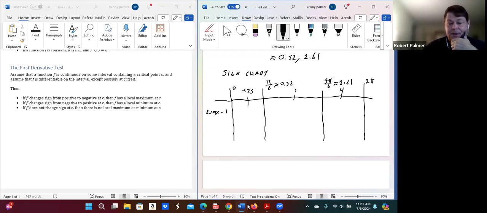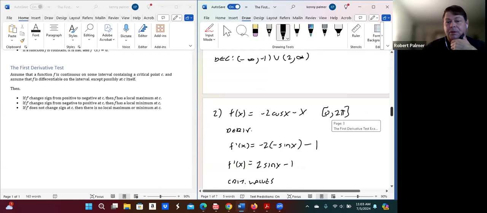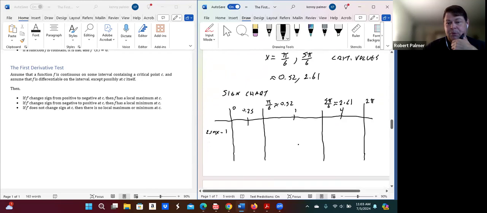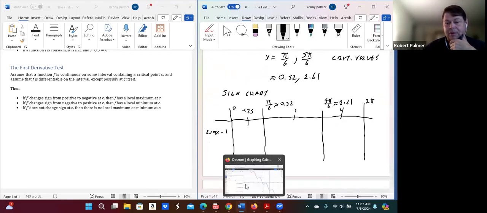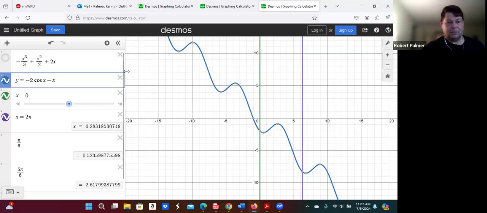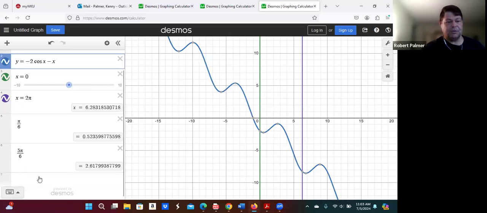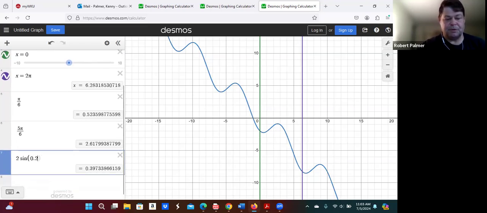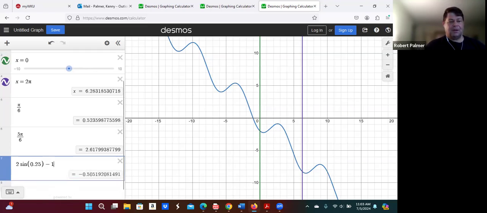So let's go back to Desmos. And we'll double check, make sure you have 2 times the sine of x minus 1. 0.25, 1, and 4. So what we can do then is write 2 times the sine of 0.25 minus 1. And that's about negative 0.51. We don't really care about the value, we just care that it's negative. So it's negative there. Let's go back and put that in.